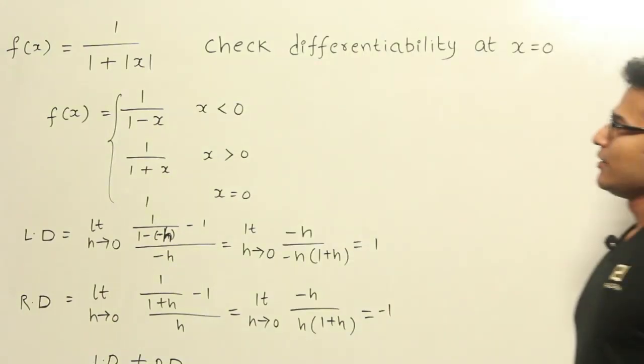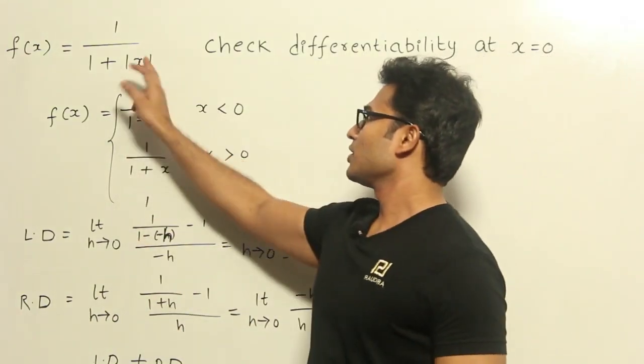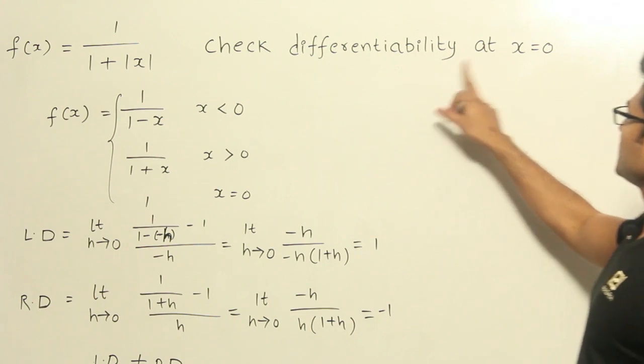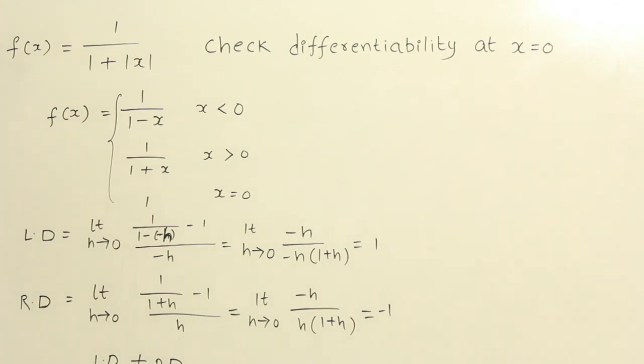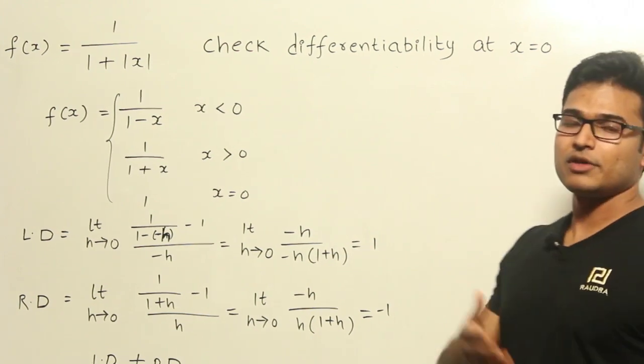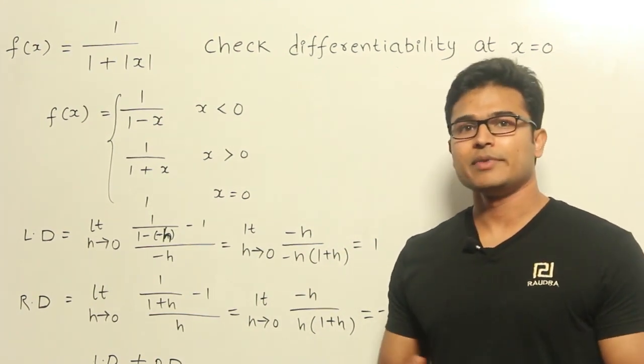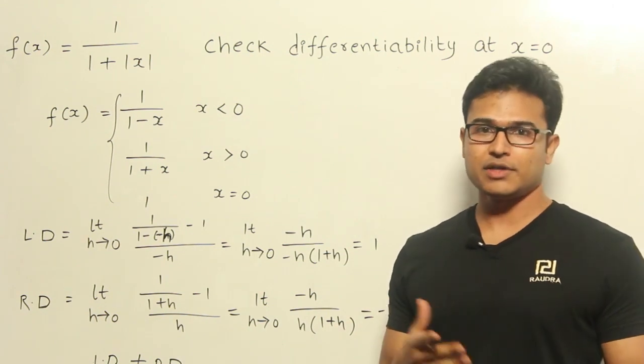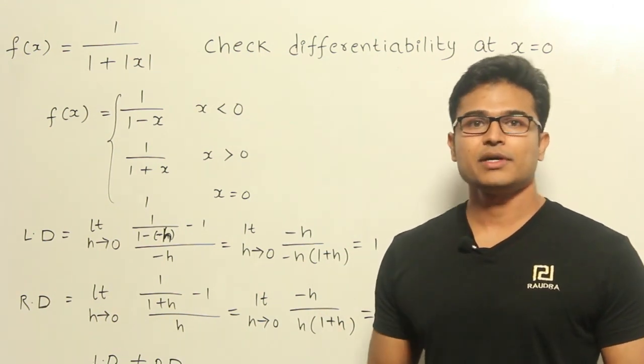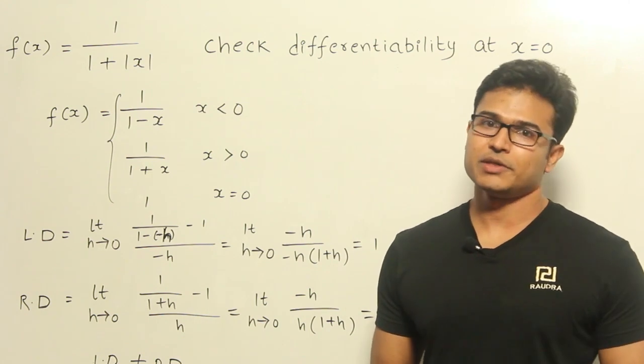Now let's see this. A function is given, f of x equal to 1 by 1 plus mod x. Check the differentiability at x equal to 0. If they are asking only about differentiability, you can directly find the left derivative and right derivative, and see whether they are equal or not. That is one method. What is the other method? Find out whether it is continuous or not, and then you can apply the f dash x method.